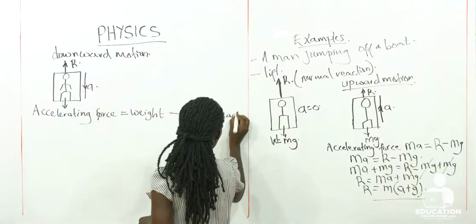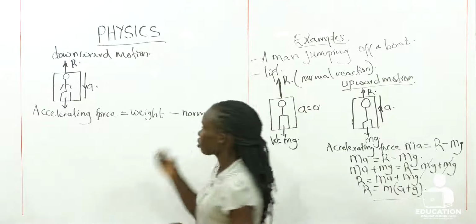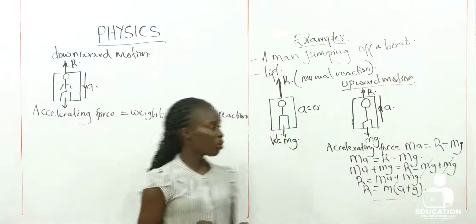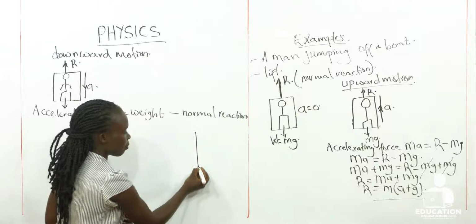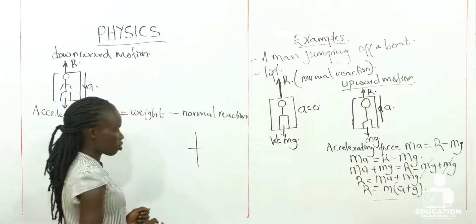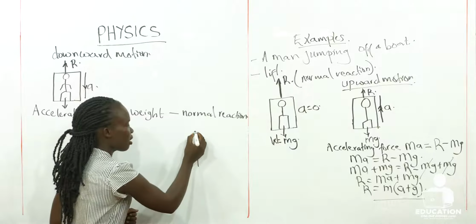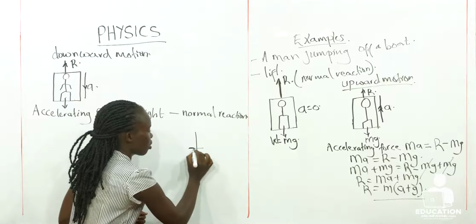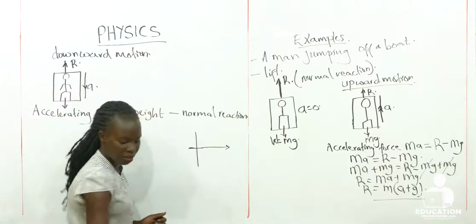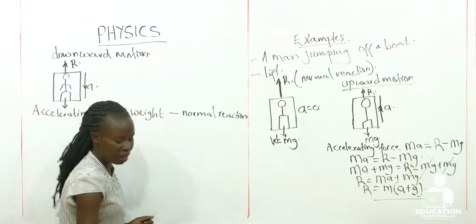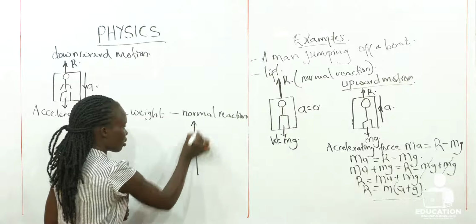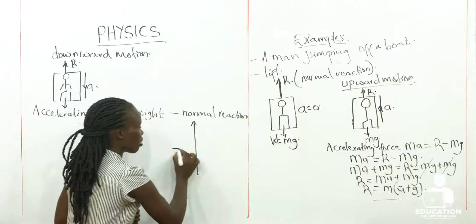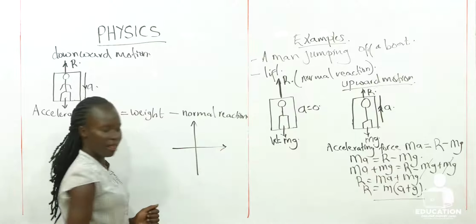Why are we subtracting the normal reaction? We are subtracting the normal reaction because, if you look at this, this is the person right here. We are saying, okay, if we have this, let me draw a Cartesian plane. We have this taking that direction, and then we have maybe and that.